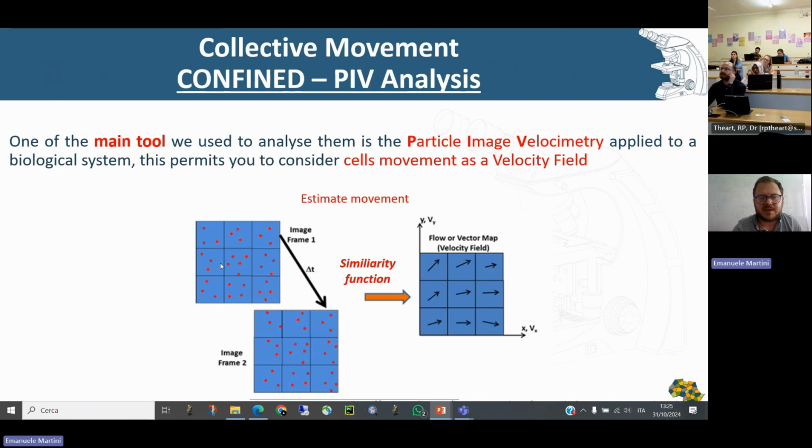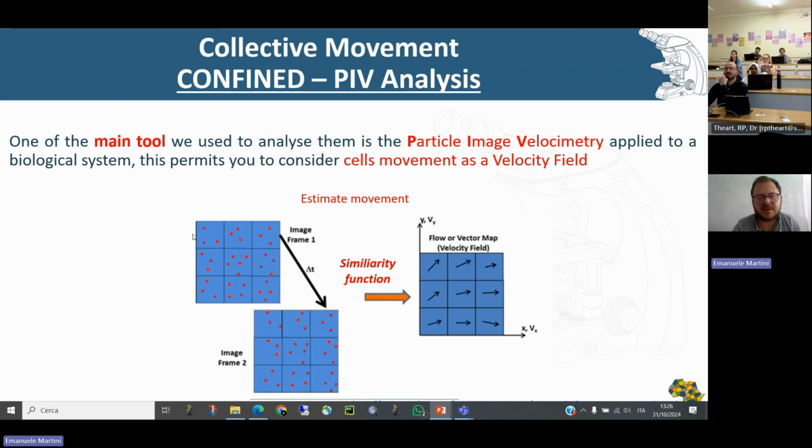And what you want to do is compare frame by frame, no? So 2 frames at a time, a couple of frames at a time. You identify a grid, in this case 9 squares, but it's just an example. And then you want to see in each square where the movement is, where the intensity present inside this little square appears inside the other square at the other frame, okay?